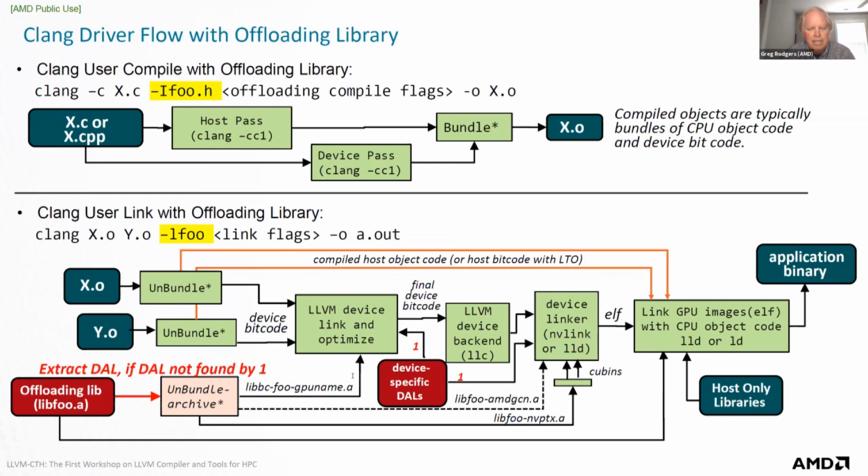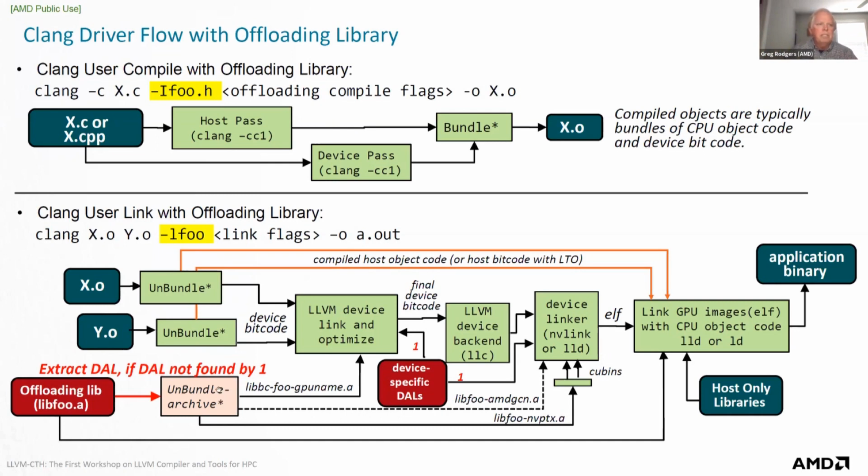And then the next step, we take a couple of bundled objects, x.o and y.o, and we want to do this linking. Now, there's a lot of boxes down below, but really, I want you to just look at the edges for a second. We have our user objects on the left, and we have an offloading library on the left. In the end, we want to do a link and get an application. But because we have GPU code in this, we have some complexity. So that's essentially what we want to do here.